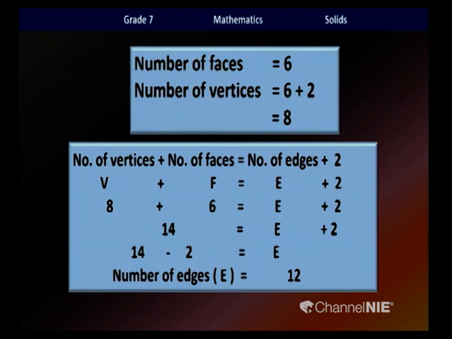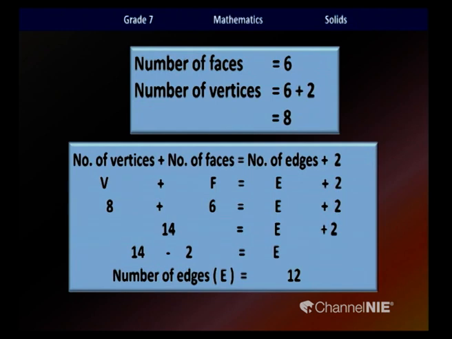That is 8 plus 6 equals E plus 2. Once again, you have to consider it as a simple equation. Therefore, I need to find the number of edges. I have taken the number of edges on one side and I have taken all the other values to the other side. First of all, we will add the number of vertices and faces. Therefore, 8 plus 6 equals 14. So, we can say 14 equals E plus 2.